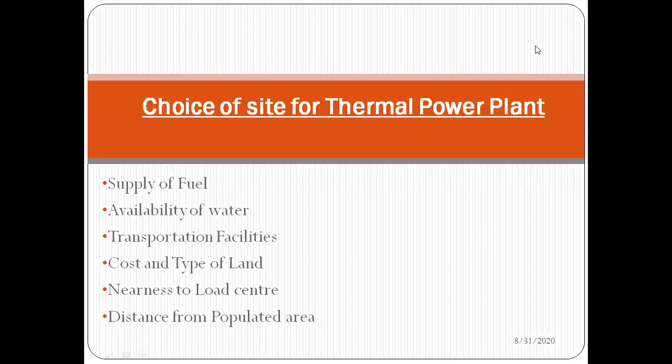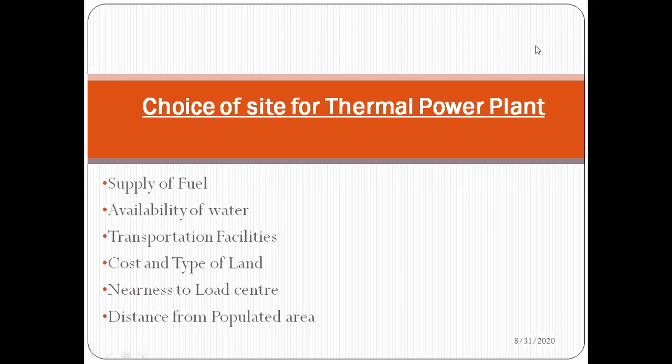The thermal power plant is situated in a particular place where an abundant supply of fuel can be transported. It can also be installed in an area where the availability of water is abundant in nature. Because in case of a thermal power plant, water is required, and this water can be pumped through a canal or a river. And also there should be some transportation facilities.